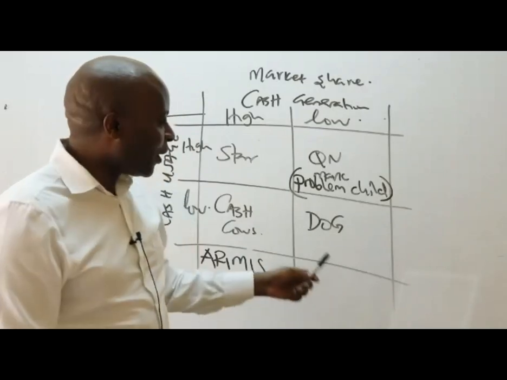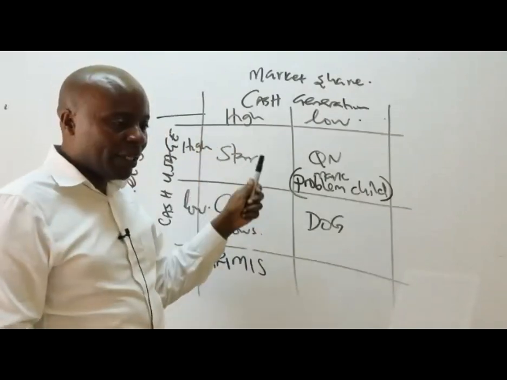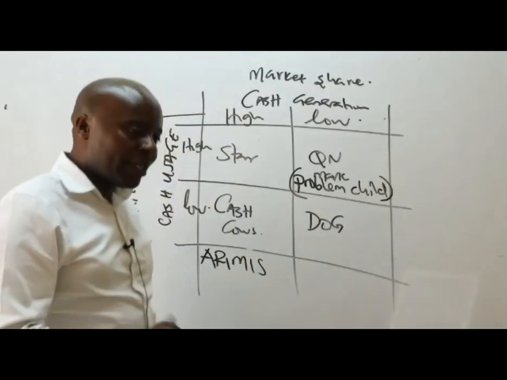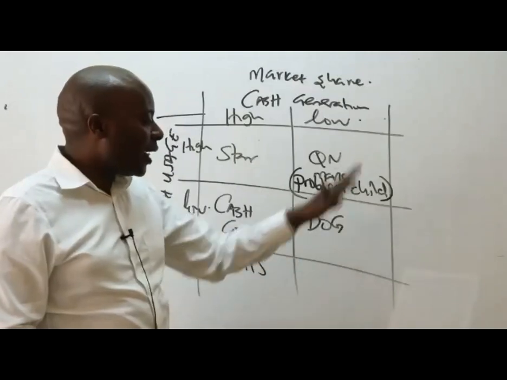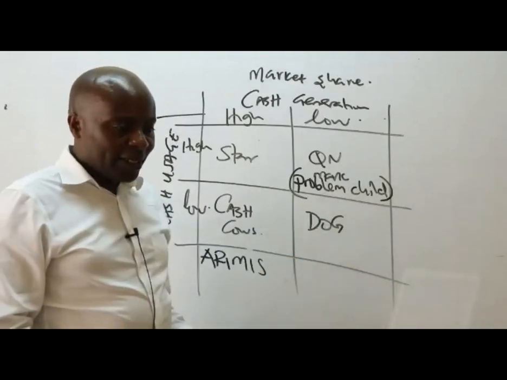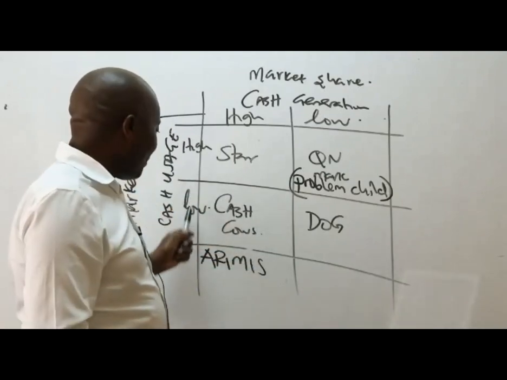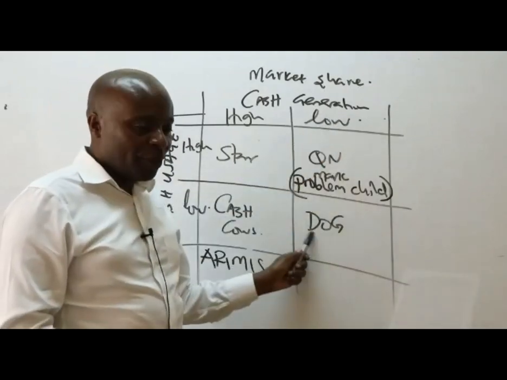The dog is that product that you realized, even if you try to market it aggressively, you're not getting money. So what do you do? You simply reduce the advertising budget to almost zero. Leave it there. It's a dog. Let it die slowly. So the marketing budget yake ni kidogo. After all, the cash generated ni kidogo sana.